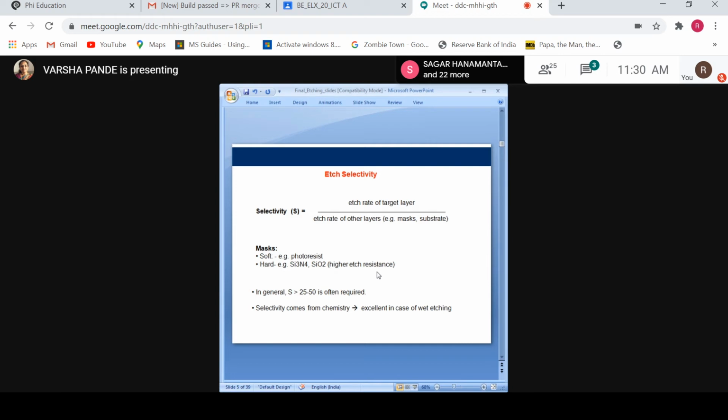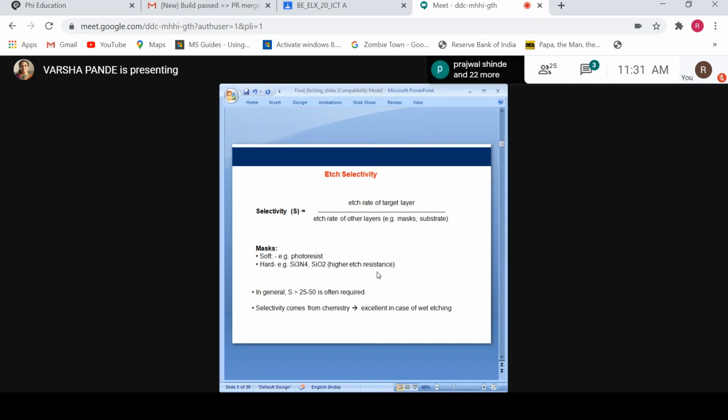Therefore, only the targeted material will be removed and other materials will not be removed. But what will happen with that targeted material? That targeted material will be removed equally in all directions. Equal in all directions means what? Though we are protected with the mask, below the mask under etching will happen because of its isotropic property.